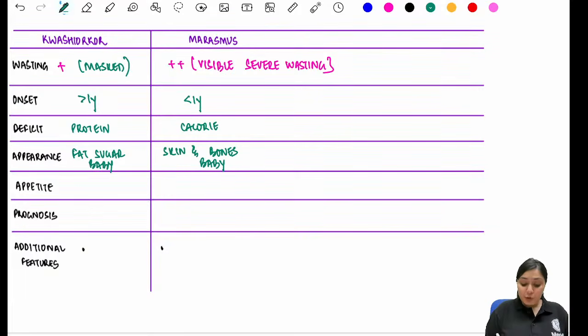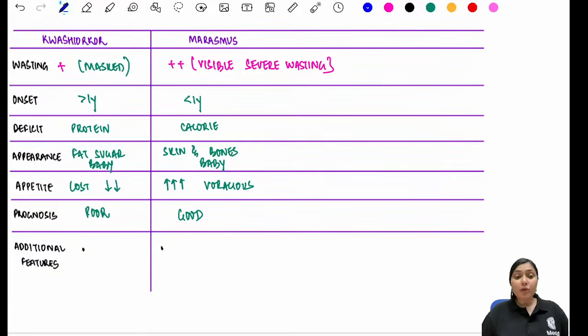Appetite is lost, severely decreased in cases of Kwashiorkor. It is a voracious appetite in cases of Marasmus. Prognosis here is poor in Kwashiorkor. It's good in Marasmus. If we talk about the additional features, then in Kwashiorkor you see a fatty liver. In Marasmus, you see a shrunken liver.